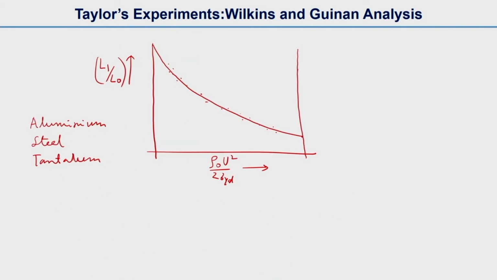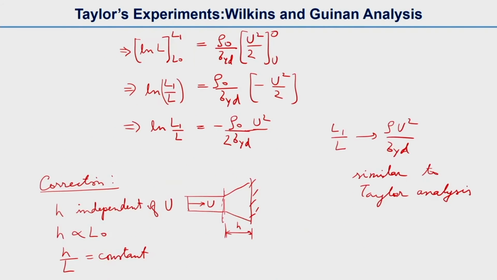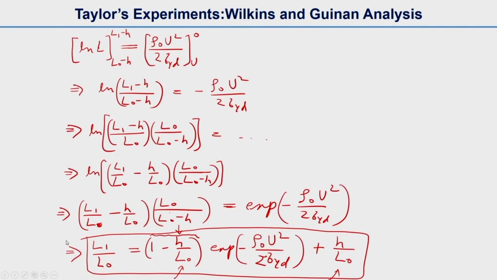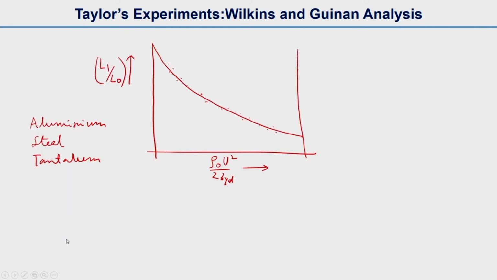H by L0 is equal to a constant, and by doing that they showed an interesting result here, that aluminum, steel, and tantalum show the same trend. That is, if we plot L1 by L0 versus this term, that is the u square term with the constant rho naught divided by twice sigma yd.